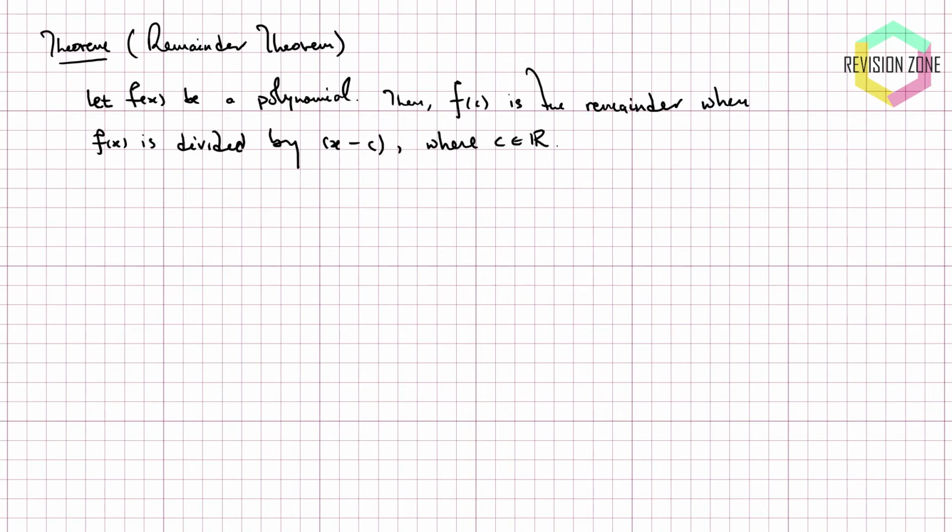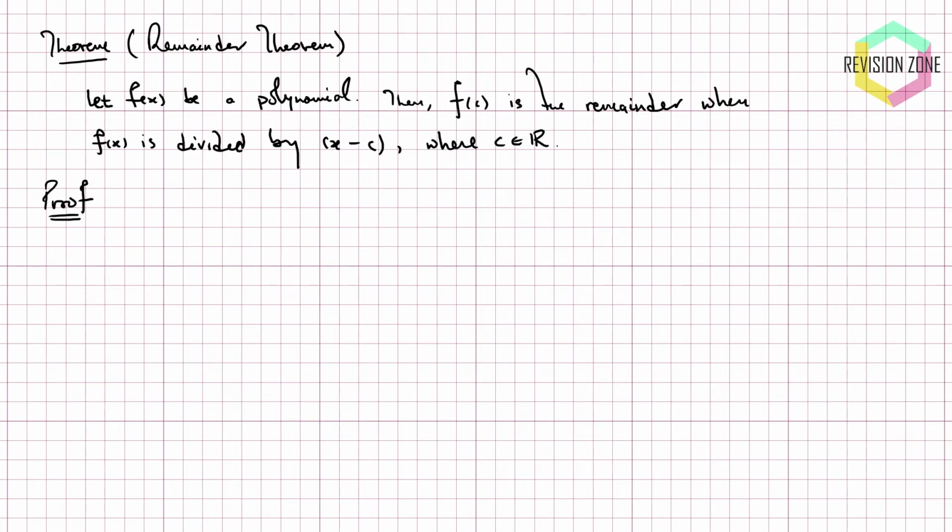Before bringing this video to an end, let's take a look at the remainder theorem, which is a more generalized version of the factor theorem. And the statement says, let f of x be a polynomial, then f of c, where c is some real number, is the remainder obtained when we divide f of x by x minus c. So let's quickly take a look at a proof of this.